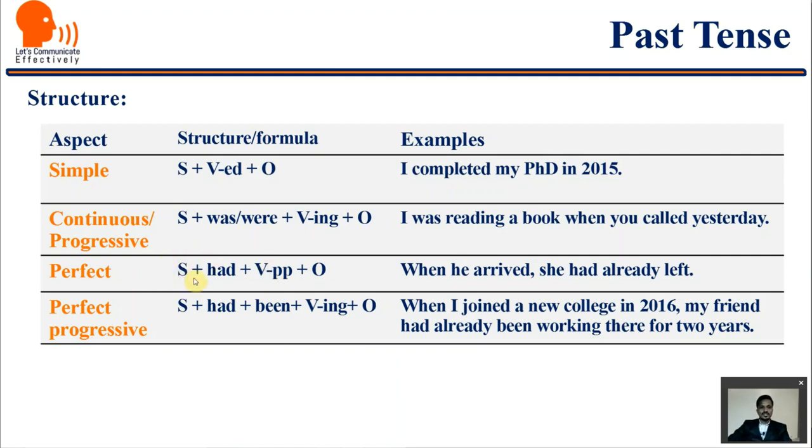Perfect, subject plus had plus verb, past participle, and object. When he arrived, she had already left. Instead of now here, have or has been, had been, she had been, verb ing, object. When I joined a new college in 2016, my friend had already been working there for last 2 years.